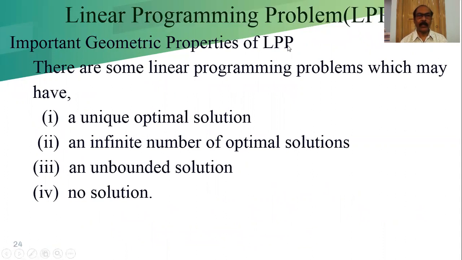Important geometric properties of the LPP. There are some linear programming problems which may have a unique optimum solution, which we already learned in example 1 and example 2. We can also get an infinite number of optimal solutions. I am not discussing that example here, but I can explain how it happens in any problem. The other cases are an unbounded solution and no solution.